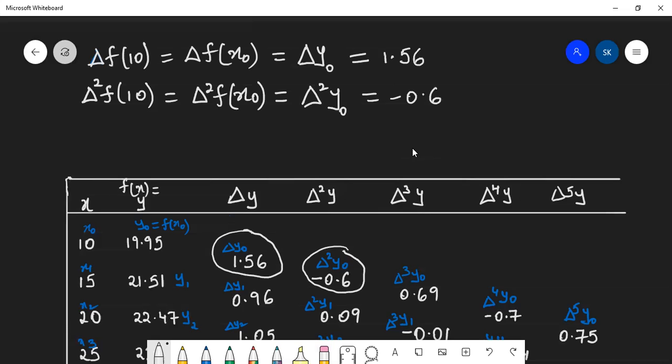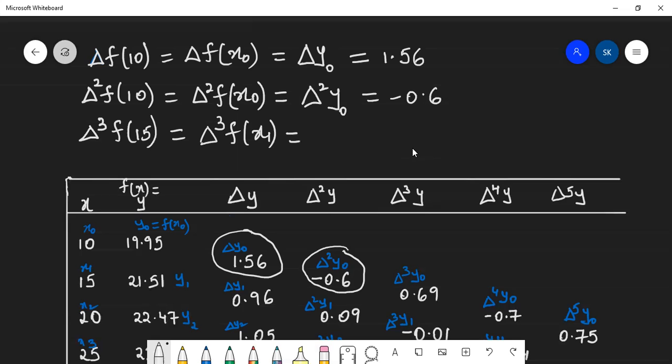Then the next question was forward delta cube f of 15. What is f of 15? Forward delta cube f of, where do you find 15 in x column? Second position. That is x1. So what is f of x1?